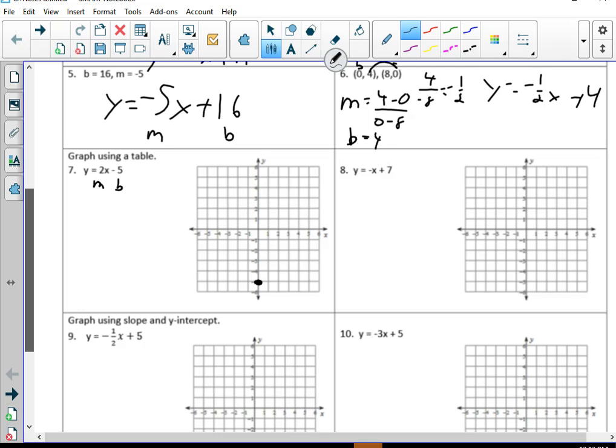m is how we are going to move. Okay? b is where we begin. m is how we move. So, very good. m is actually 2 over 1. So we're going to go up 2, right 1. Up 2, right 1. And then we really should use a straight edge, where we slowly draw a line. Looks like that. 2x minus 5.